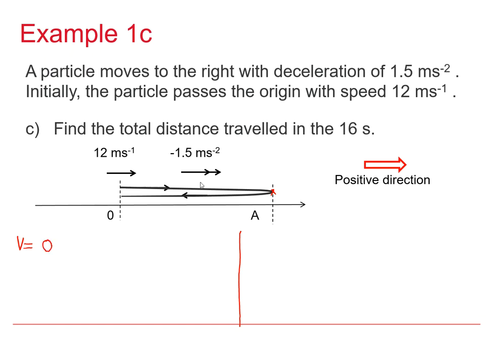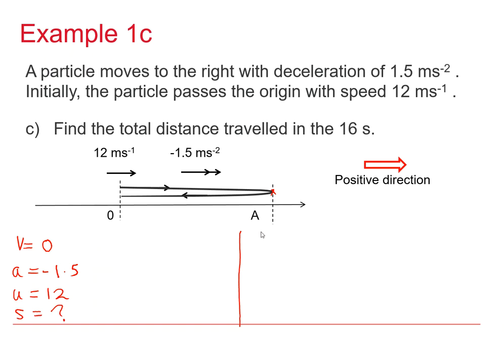So I'm just thinking about the first half of this journey. If that's now my new journey, just the first half, then I can say that v is equal to 0. I know that a is minus 1.5. I know that u is 12, and what I want to know is s. So that's one option, one way of starting it off.